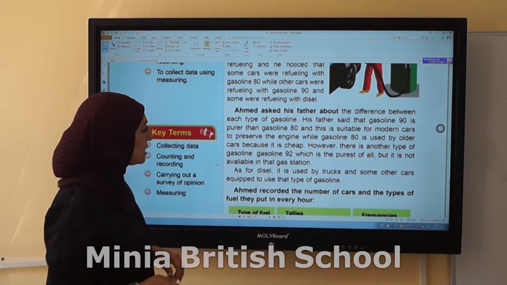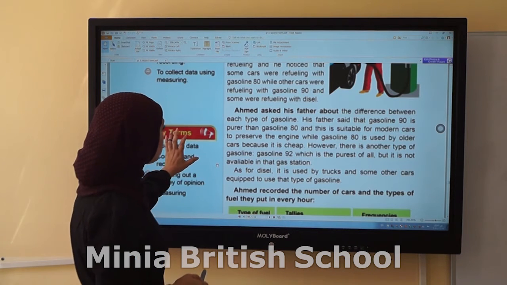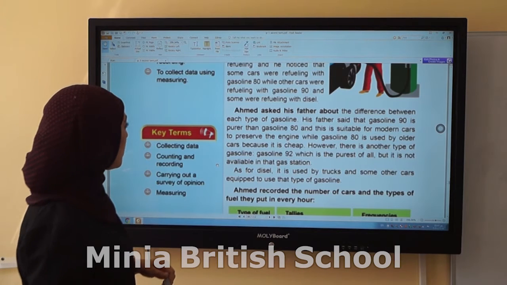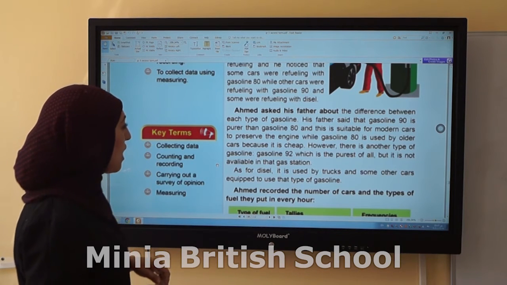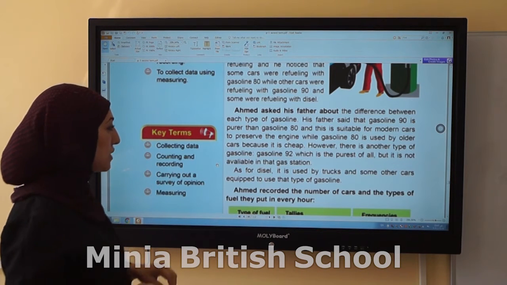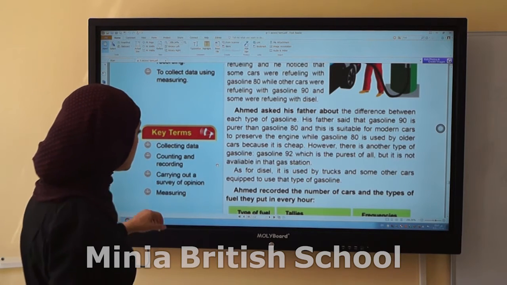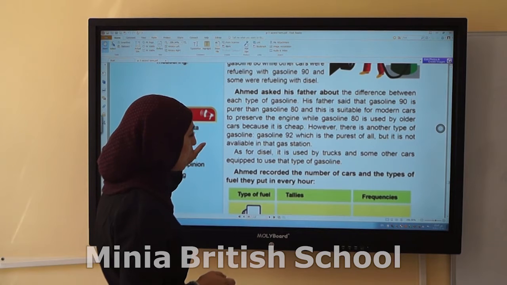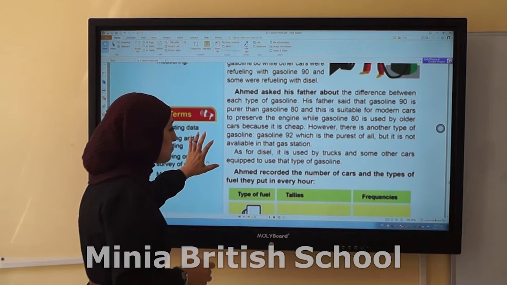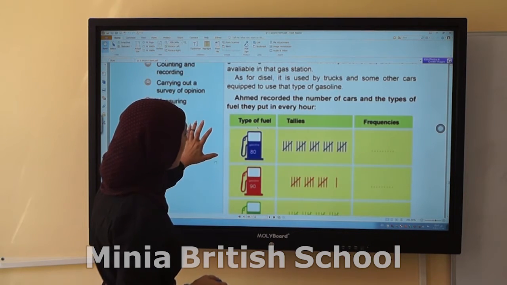His father said that gasoline 90 is purer than gasoline 80 and this is suitable for modern cars to preserve the engine, while gasoline 80 is used by older cars because it is cheap. However, there is another type of gasoline, 92, which is the purest of all, but it is not available in the gas station. As for diesel, it is used by trucks and some other cars equipped to use that type of gasoline. Ahmed recorded the number of cars and the types of fuel they put in every hour.